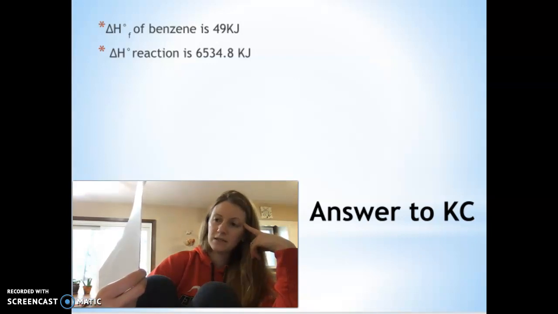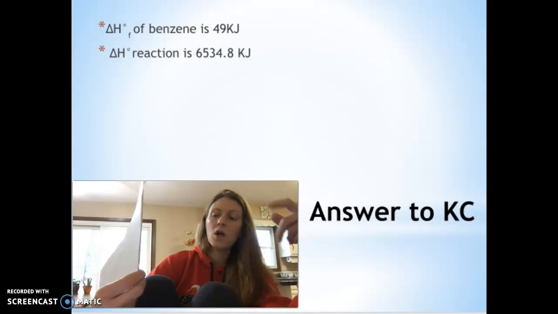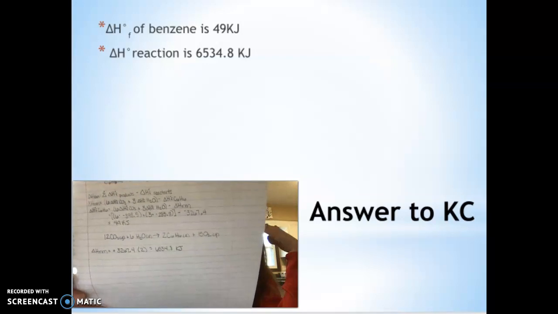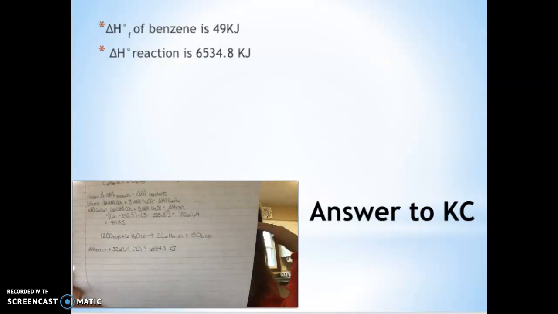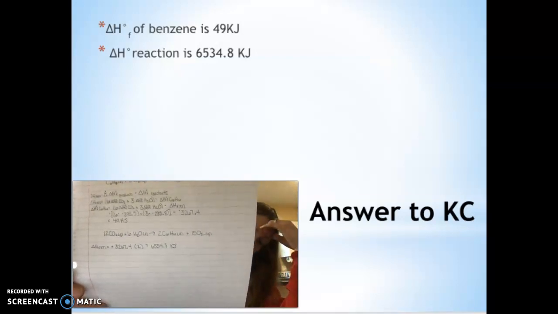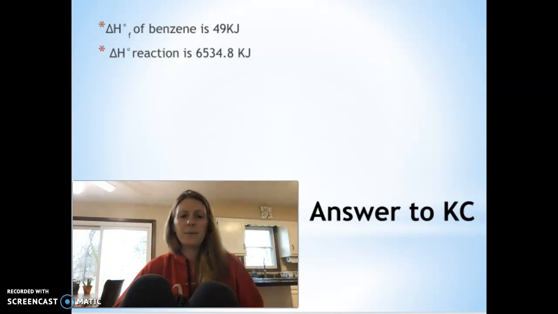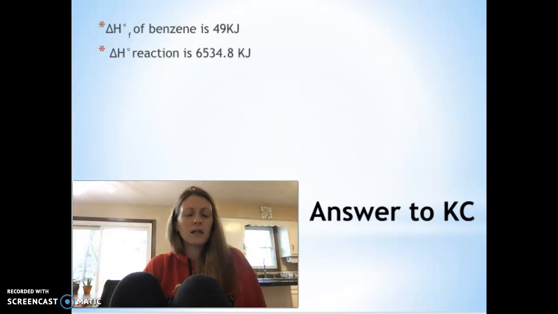Because it's the reverse reaction, you need to make your sign the opposite. So because in the beginning it was negative 3,267.4, it becomes positive 3,267.4. And because we multiplied all the coefficients by 2, I have to multiply that delta H by 2, giving me a total of positive 6,534.8 kilojoules.